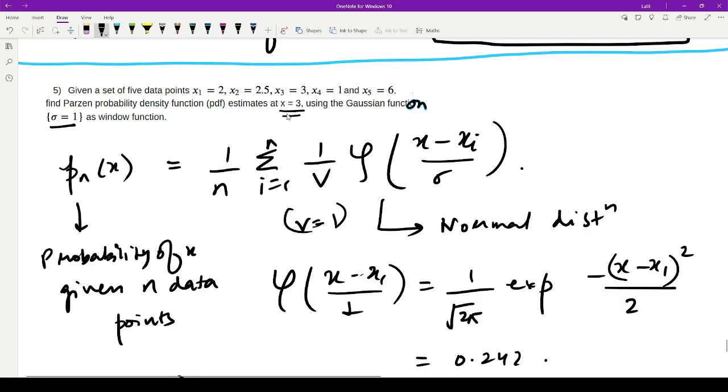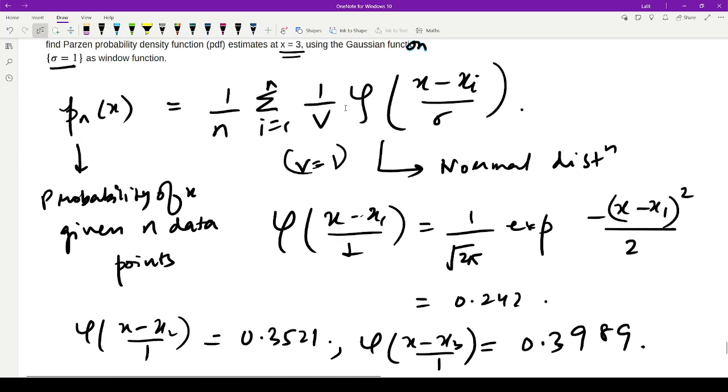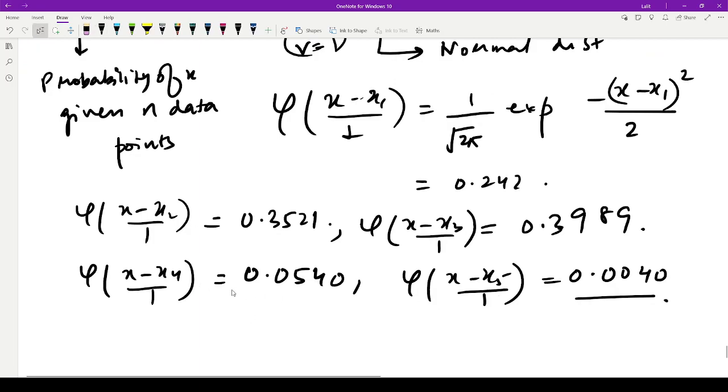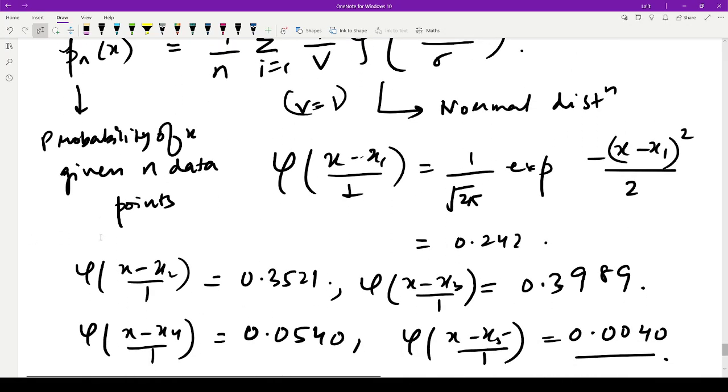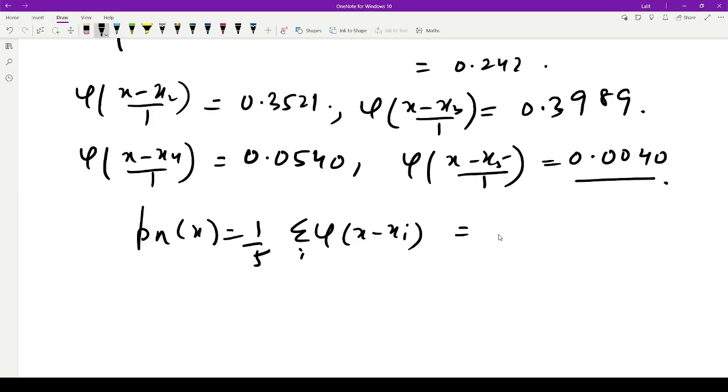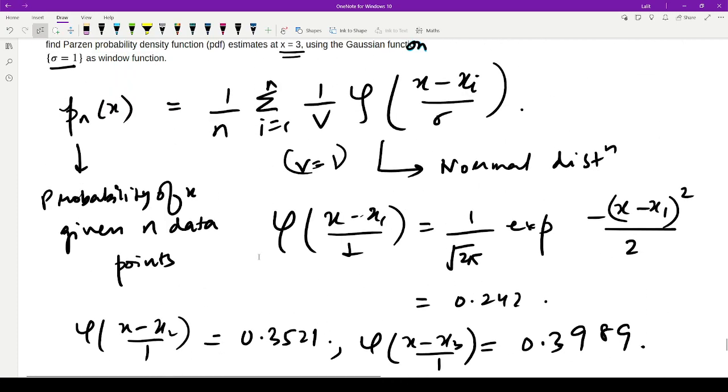Since there is nothing given about the volume, what you need to do is just average out the 5 numbers that we got. Once you average it out, this will be Pn of x is 1 by 5 of the summation over 5 of x minus xi, which gives some value, 0.210. Any doubts in this question?